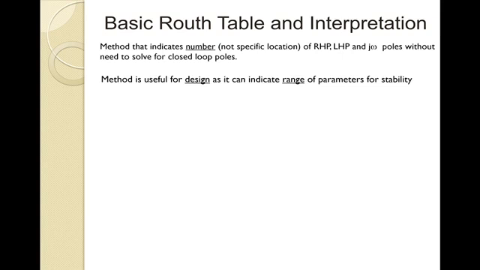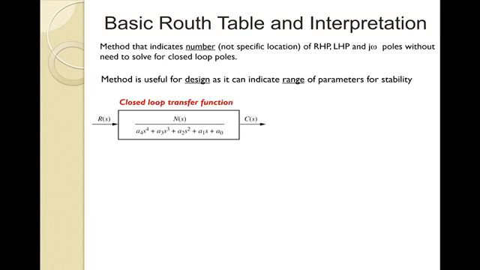This method will be useful when we get to design, as it can help indicate a range of parameters for stability. So for example, if you remember in some of the previous modules, I might have a gain K in a common denominator, and as I change that gain K, maybe the poles come together, and then they go off axis, and then they migrate over to the right half plane. So we might be able to identify a range of K to keep our system stable.